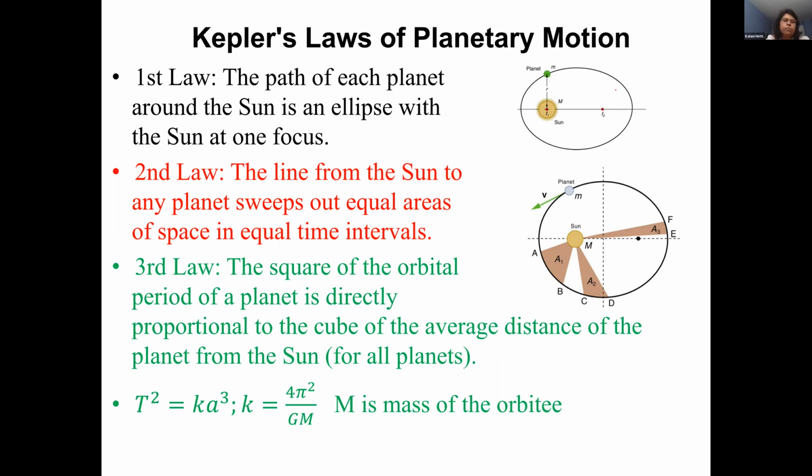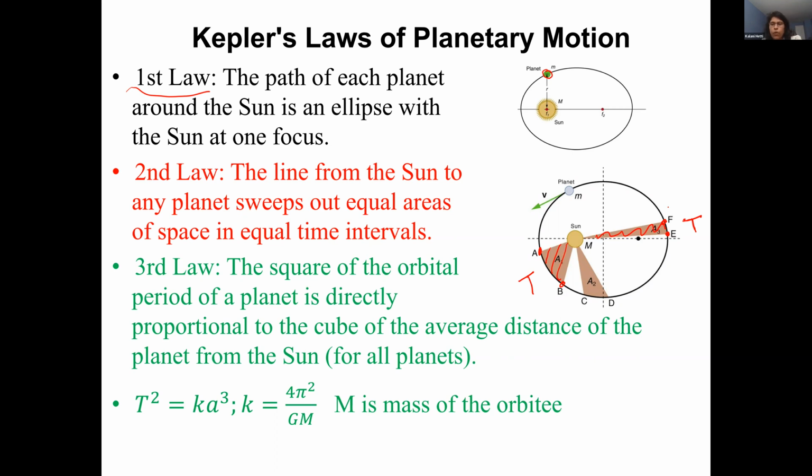Okay, so what is the first law? The first law says that all the planets in our Milky Way galaxy are moving around the sun on an elliptical path, keeping the sun as a focus. And then the second law says that if a planet is moving from one place to another in a given time interval, and you take the same time interval elsewhere in the orbit, the two areas swept will be equal to each other. That is Kepler's second law.